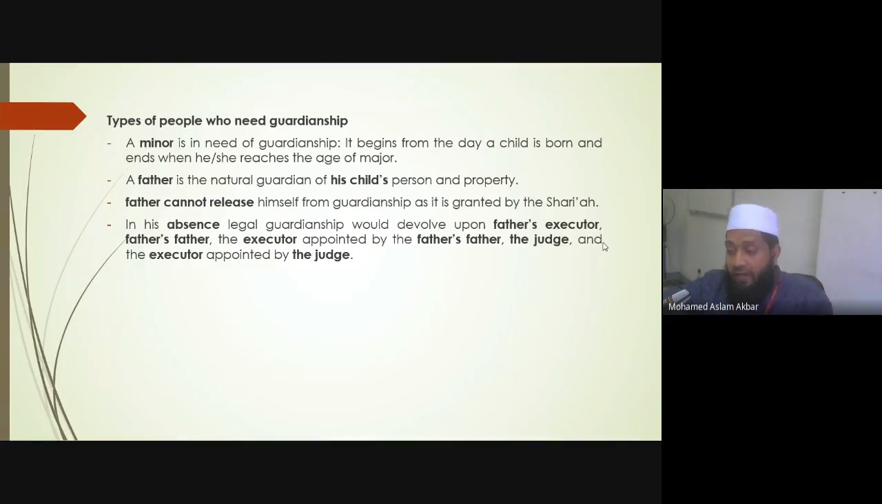If he is not there, then it has to go to somebody else. But a father, if he is alive, cannot release his guardianship. For example, he says, I am the father, but I don't want to become his guardian. No, you cannot do that, because this guardianship is granted by the Sharia.